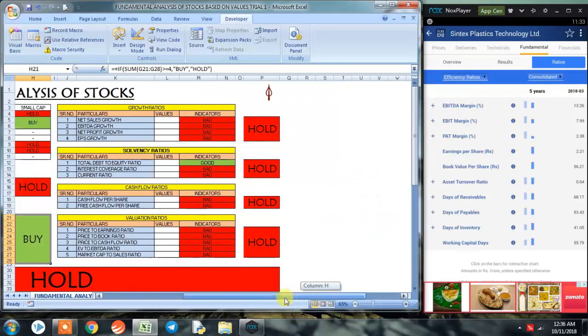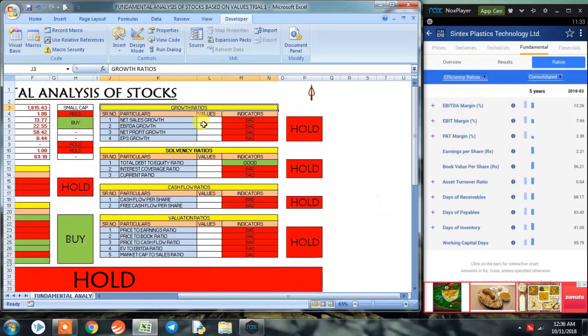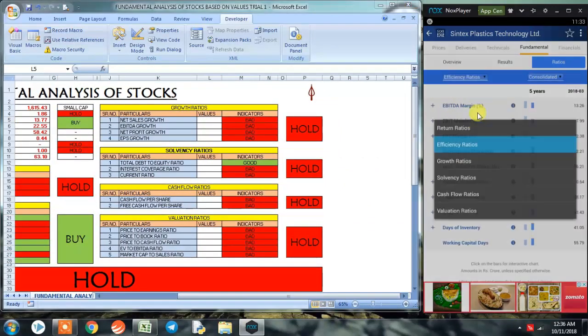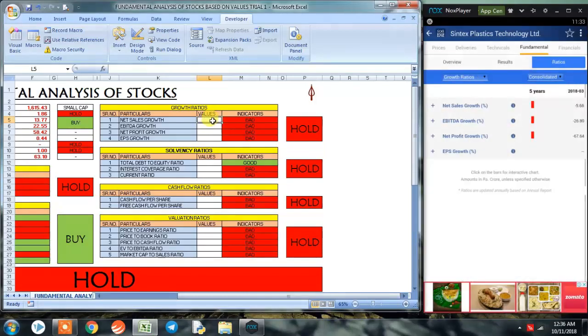Now coming on to growth ratio, the first is net sales growth, which is -5.68, EBITDA growth is -26.8, net profit growth is -67.64, and EPS growth is not rated. So overall growth ratio has not given us a signal to buy this stock at this point of time.